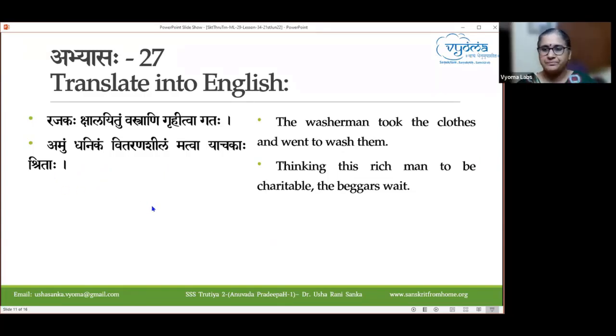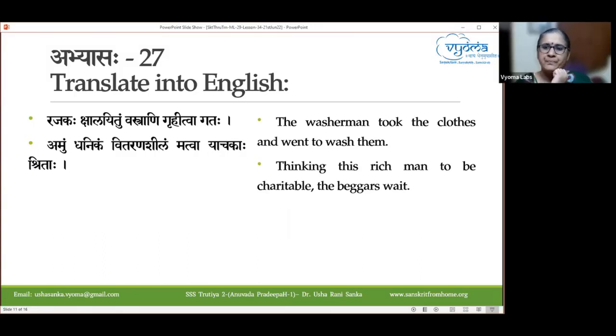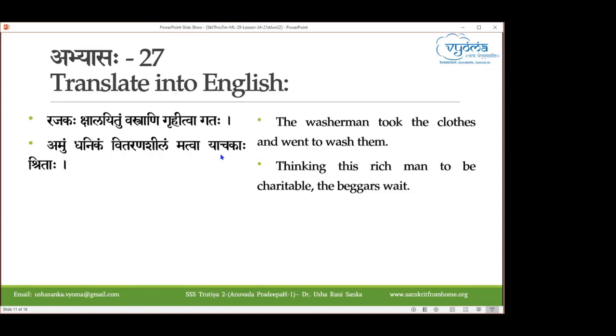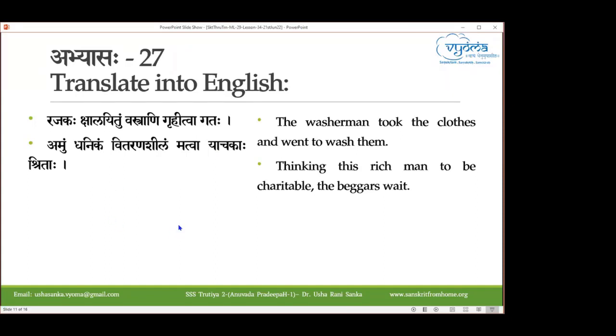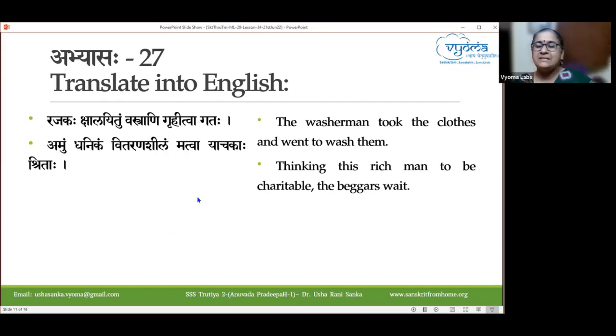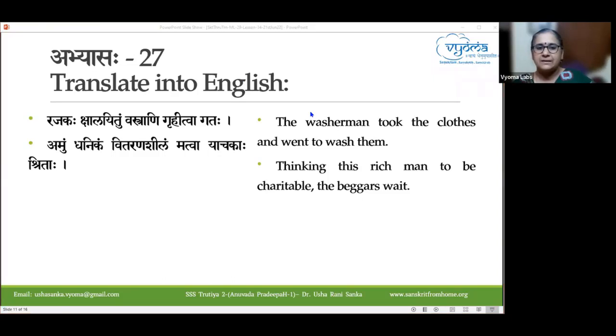Approached is good. And this yachaka should not be used as beggar, because anybody can go for a donation to a rich man. Nowadays people go with a receipt book and approach rich men for getting donations for their charitable trust or something. Yachaka should not be made a beggar, or mendicant. Mendicant is bhikshu. He need not be that. So it is only a seeker, or a person who is expecting something from you.